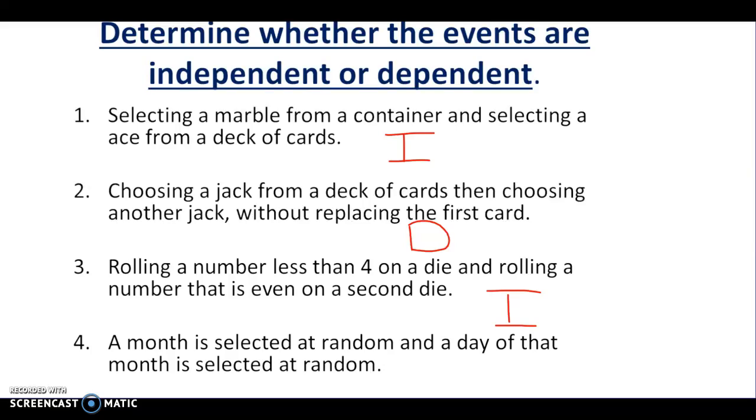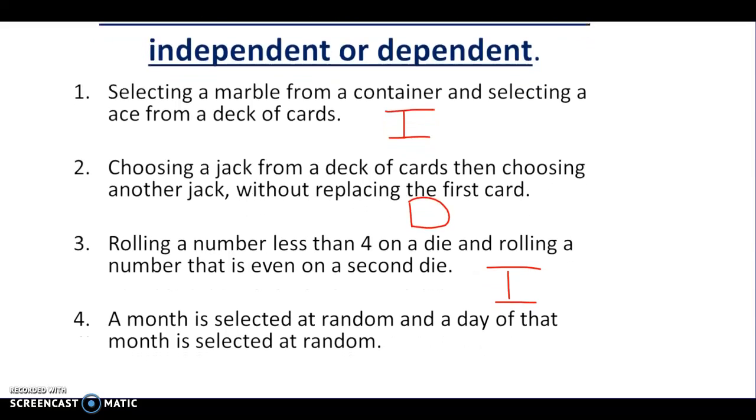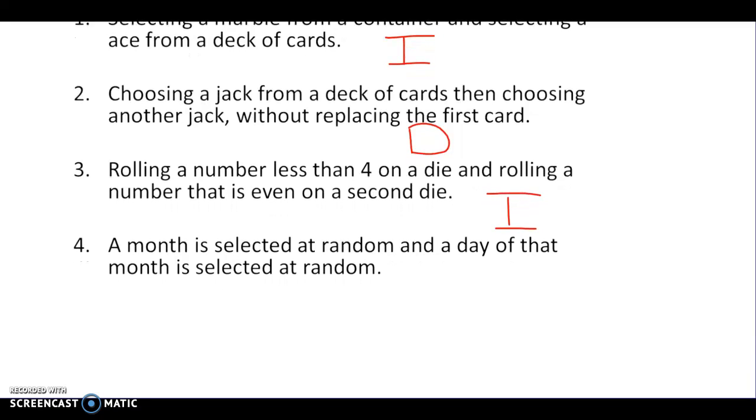Die is singular. Dice is plural. It says 4 on a die. Die is singular. It's like cactus and cacti.